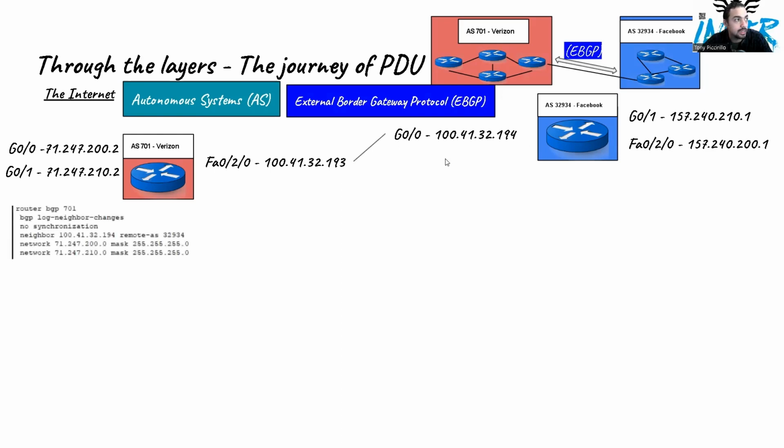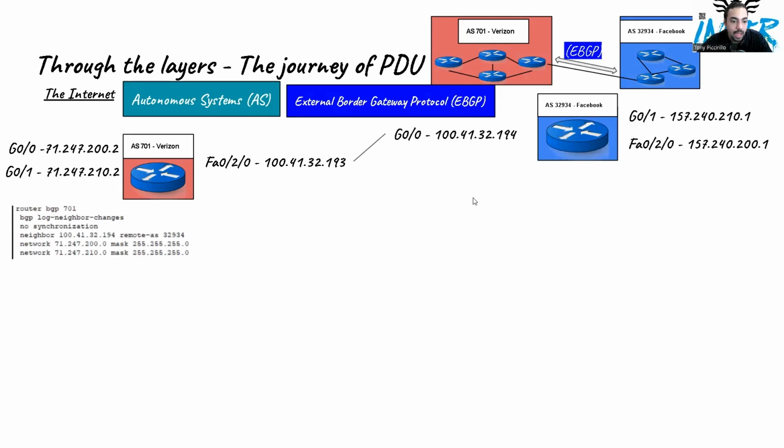And then on the other side here, we have AS32934 with interfaces 0/0, 0/1, and FA0/2/0 as well.